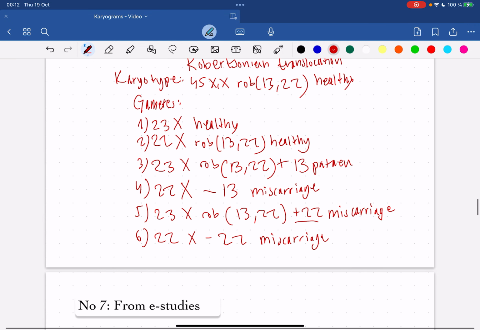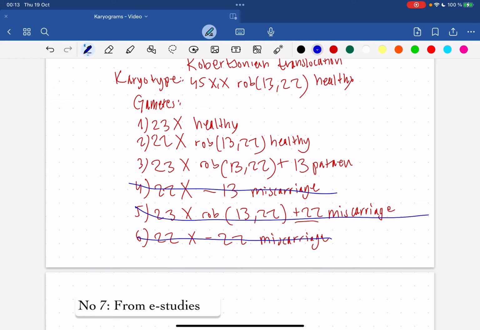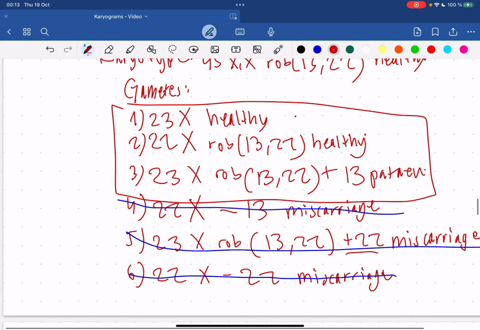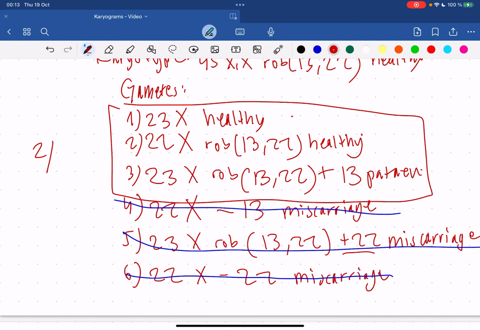Okay, now to calculate the amount of healthy, we ignore the miscarriages because they will not be children. And this one is also a miscarriage. And then we check just these three right here. And it's 2 healthy versus 1 unhealthy. So 2 out of 3 healthy right here.